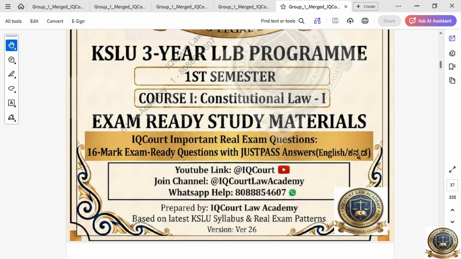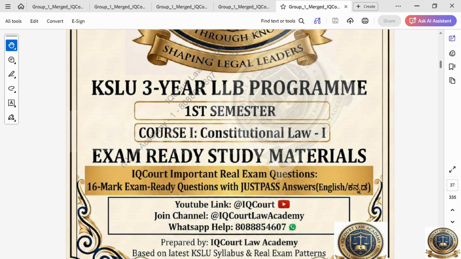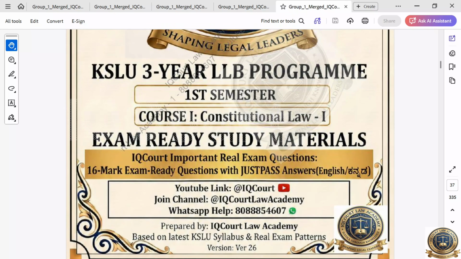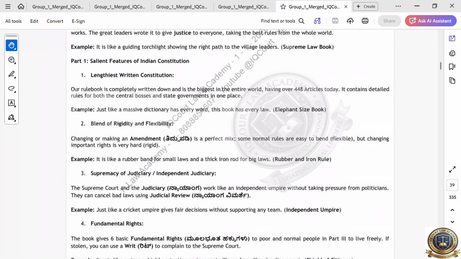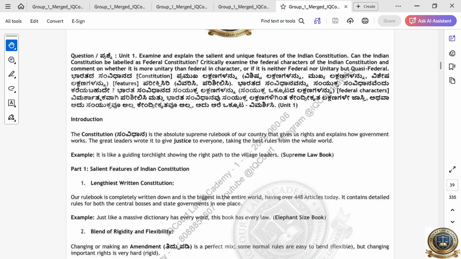This is just for study material. People who don't have time to study all the points, they will study just this study material. If you need any of this material, you can just contact us on 8088544607. You can study within 3 to 4 hours. You can finish one complete subject. That is the way we have designed it, in a unique and very beautiful manner.